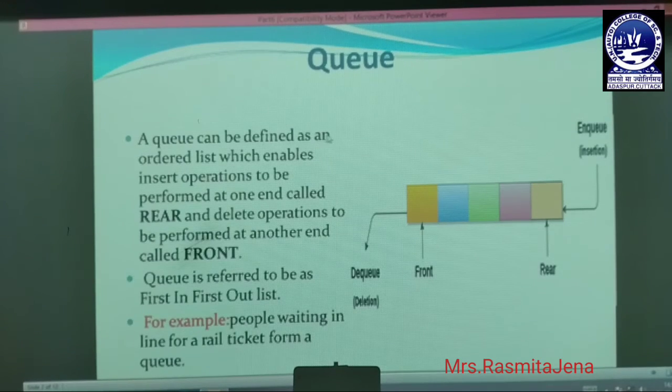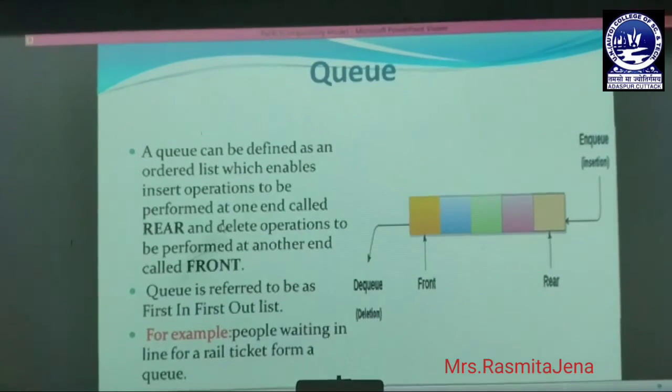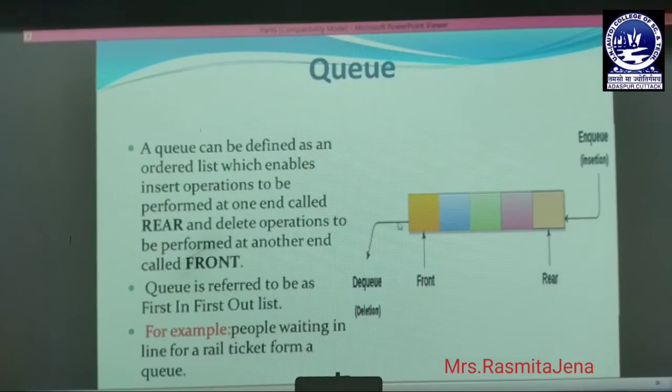So, a queue can be defined as an ordered list which enables insertion to be performed at one end, that is called the rear end, and deletion to be performed at the other end, that is the front end. Okay? But in a stack we do insertion and deletion at one end, which is the top of the stack. In this way queue differs from stack: insertion is done at one end and deletion at the other end.